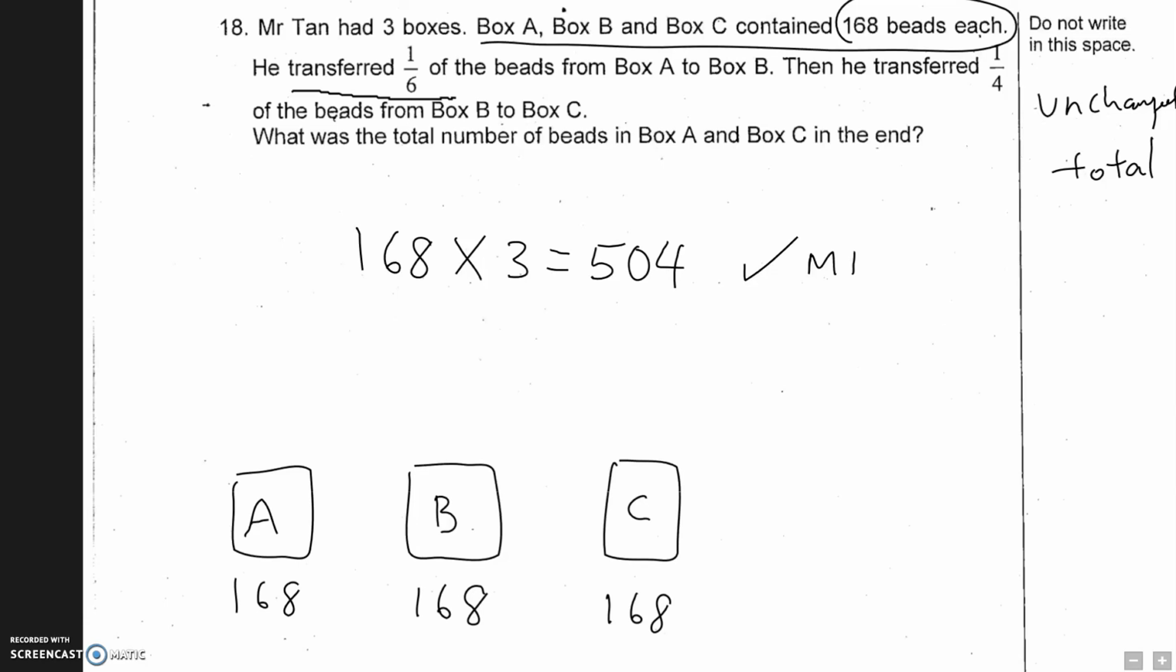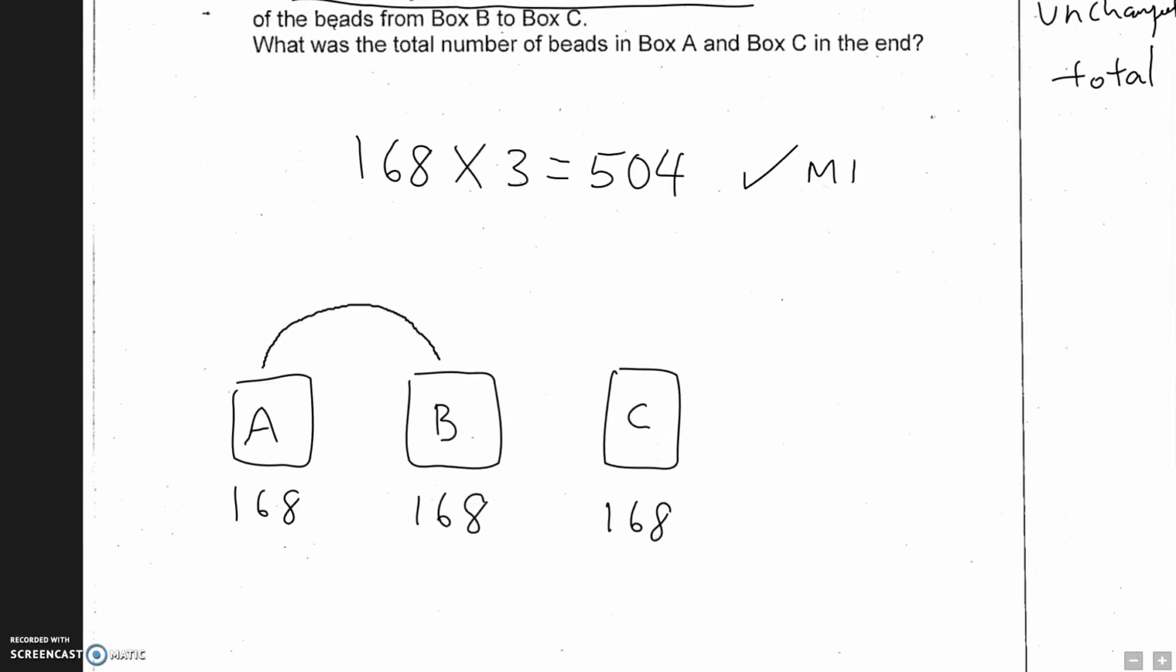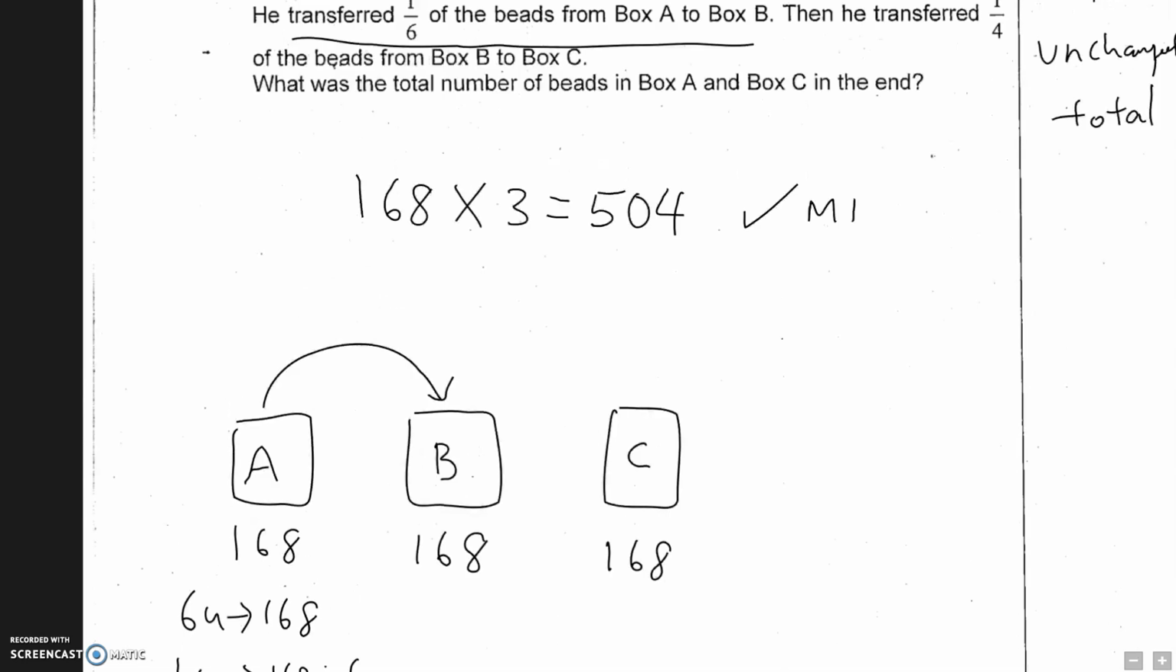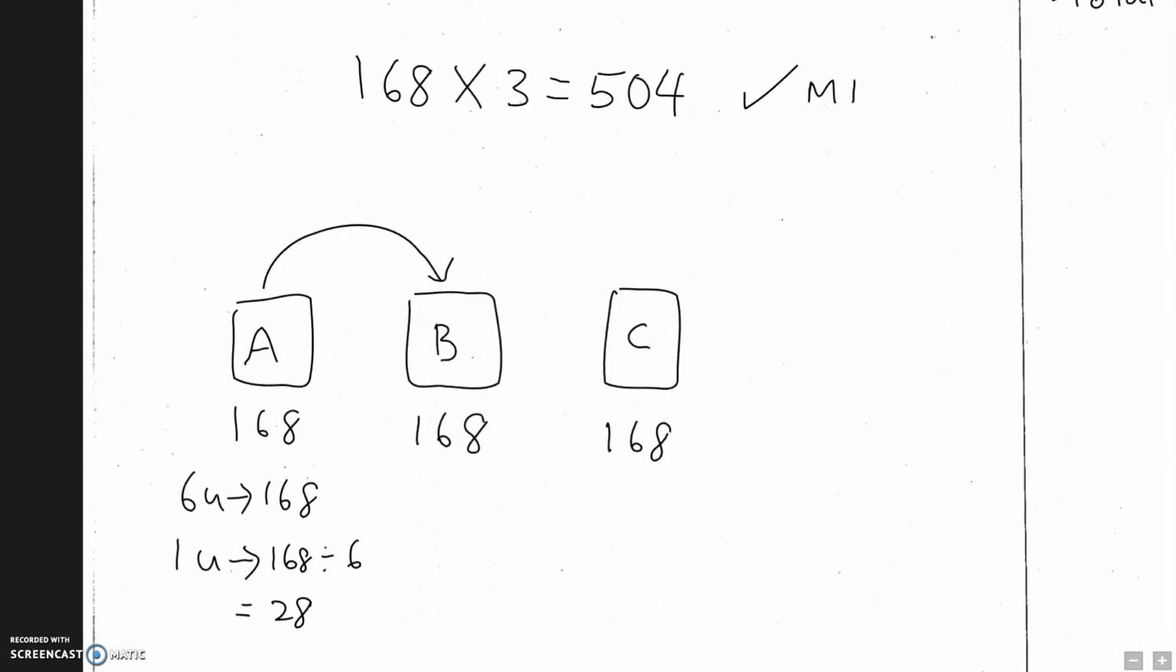He transfers 1/6 of the bits from box A to box B. He's going to transfer 1/6 out. How much is this 1/6 exactly? 6 units is 168. We just want 1 unit taken out. So it will be 168 divided by 6, which will give you a nice 28. Which means he has taken out 1/6. Know why I find 1 unit? Because he transferred 1 unit out only. So he transferred 28 over.